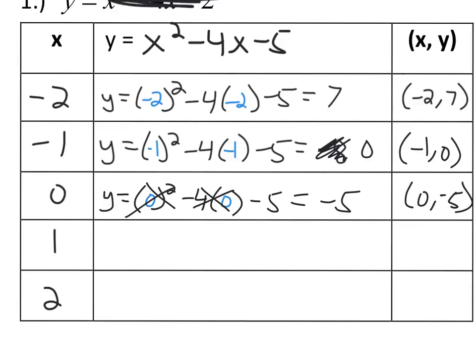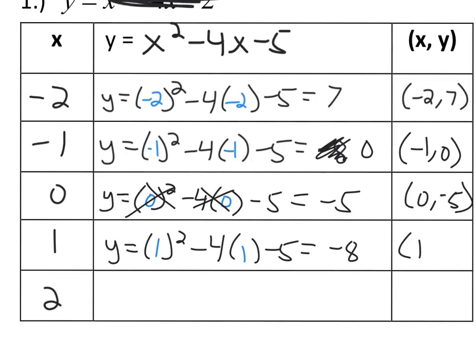All right, next one, we got y equals 1 squared minus 4 times 1 minus 5. Now this, we just figured that out. That is going to be negative 8. So your coordinate is going to be 1, comma negative 8.